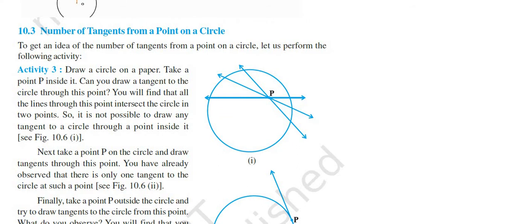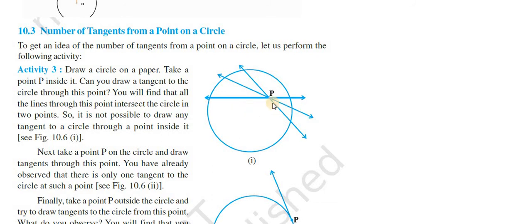Now the activity is like this. Draw a circle on a paper, with any measurement. Take a point P inside it. Can you draw a tangent to the circle through this point? You will find that all the lines through this point intersect the circle in 2 points, isn't it? So it is not possible to draw a tangent to a circle from a point inside it. The summary of this is simple.